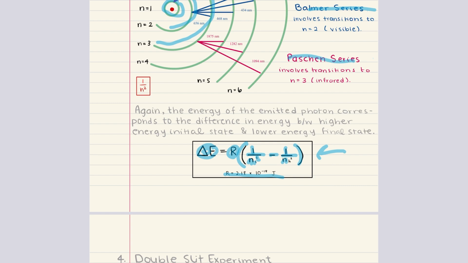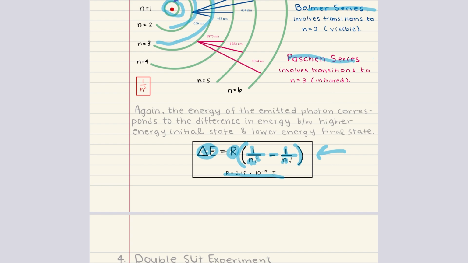Also, an important point here is that as we move to higher energy orbitals, going from 1 to 2, from 2 to 3, from 3 to 4, the energy difference between consecutive levels becomes smaller and smaller, meaning it takes a lot more energy to transition from n equals 1 to n equals 2 than it does to transition from n equals 9 to n equals 10.